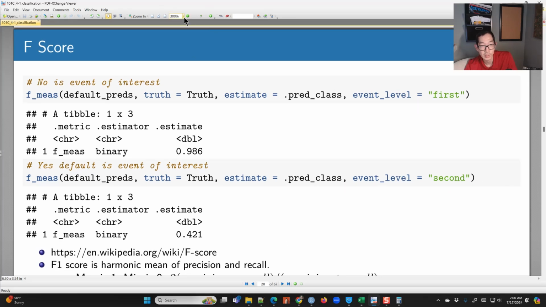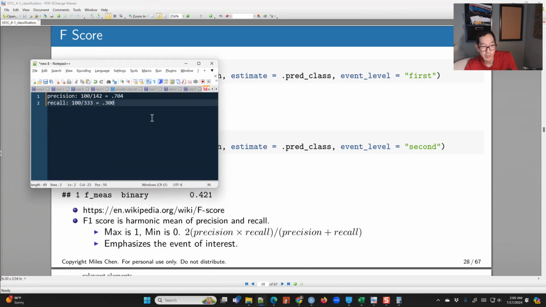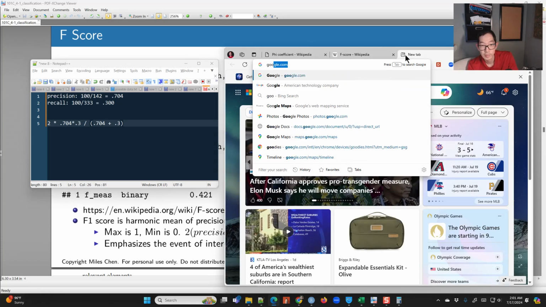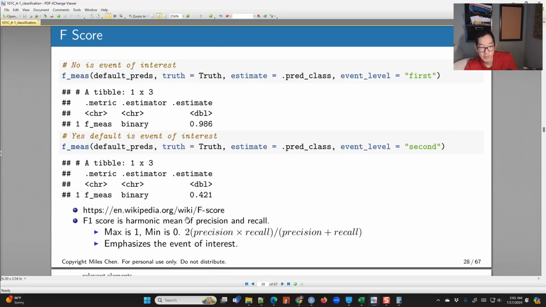The harmonic mean is 2 times precision times recall divided by precision plus recall. So what is that? 0.704 times 0.3, divided by 0.704 plus 0.3, times 2. Let's throw this into Google here. Does that give me 0.4207? Is that what we got? Okay, 0.421 for our F measure here. So yes, we have correctly reproduced the result there.